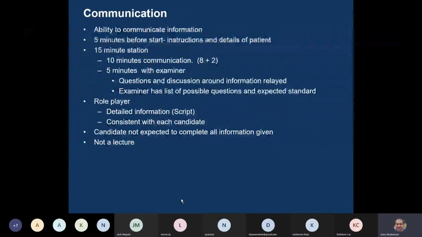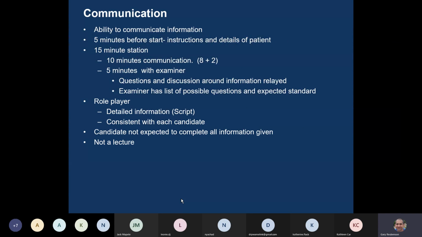The communication station evaluates people's ability to communicate information. Structure is exactly the same as it was for the previous station. 5 minutes before, 15 minutes inside. Of those 15 minutes, 10 minutes is communication time. With 2 minutes to go of the 10 minutes, the examiner will let you know that you've got 2 minutes left and to start concluding.